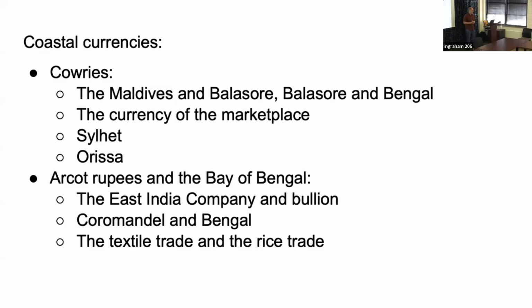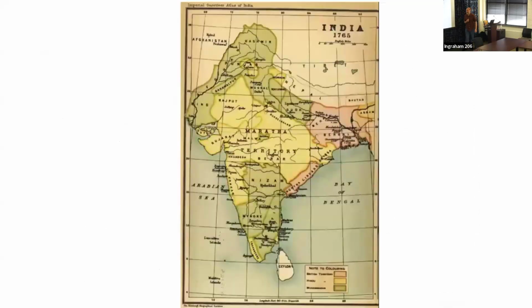The other example is the Arcot rupee. The Arcot rupee is fascinating. So, I know you may not agree with me, but I think it's fascinating. This is the Nawab of Arcot's territory. So, what's happening here? European companies are shipping bullion until 1765 in huge quantities to South Asia to purchase textiles, mostly.